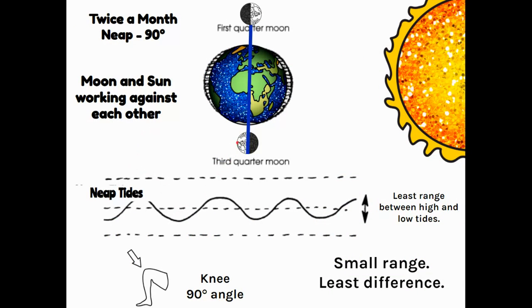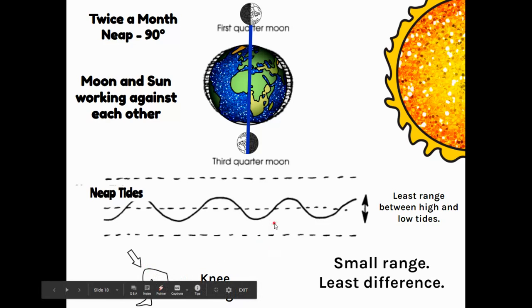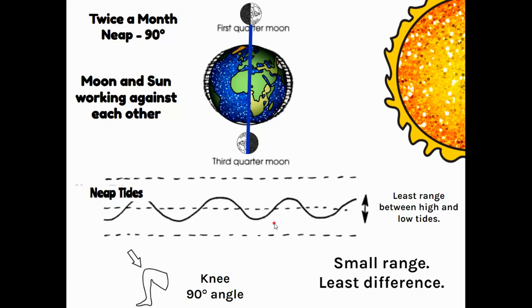So you're seeing the lowest low tides, you're seeing the least difference in tidal range. So your high tide's not so high, your low tide's not so low. And if it helps you to think of a 90-degree angle and a neap tide, it's kind of like your knee, right? Your knee is a hinge joint, and that's a 90-degree angle.